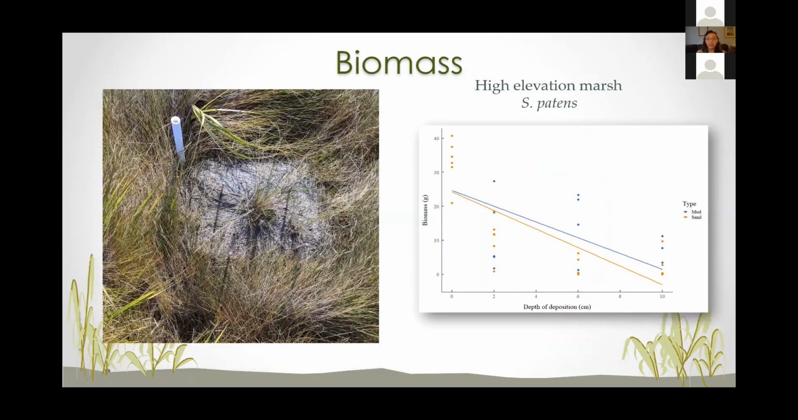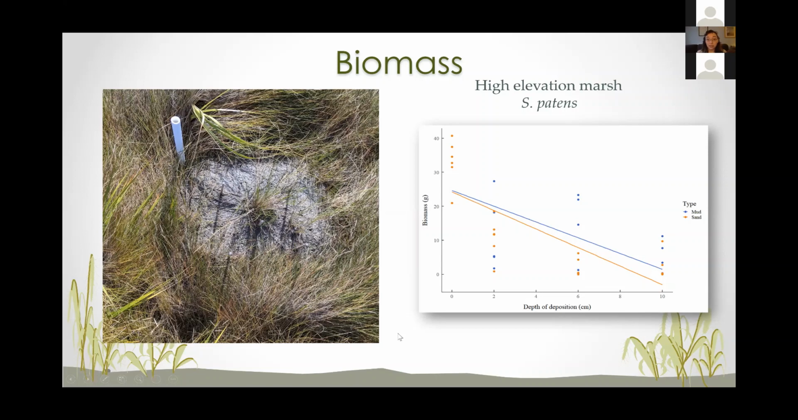The one other thing I wanted to talk about was this biomass. This is the Spartina patens in the high elevation. You can see in this graph that the larger depositions really did have a very significant effect on the amount of biomass that was able to grow through. And you can see in this picture this very heavy mat of Spartina patens, but it wasn't able to come through the deposition in here.